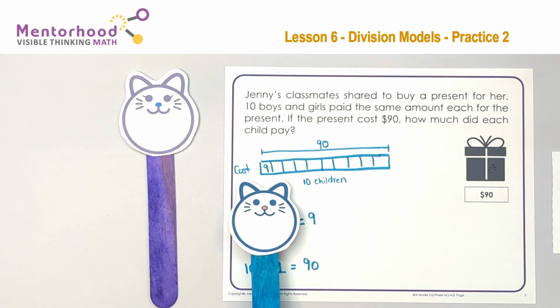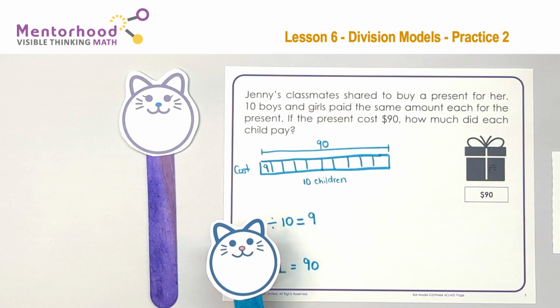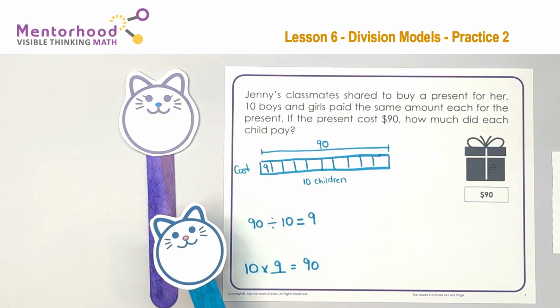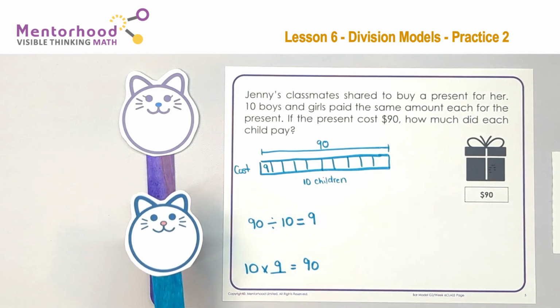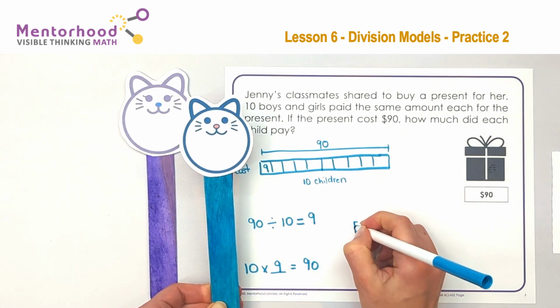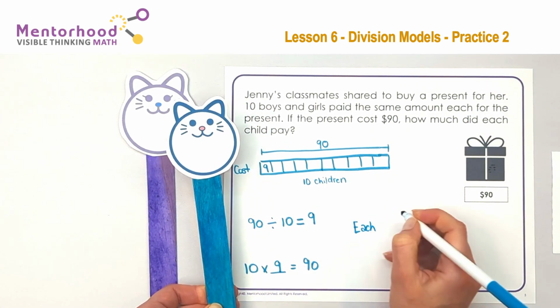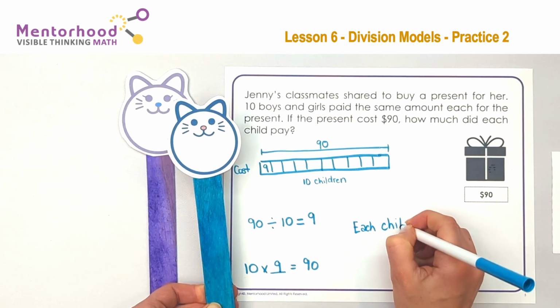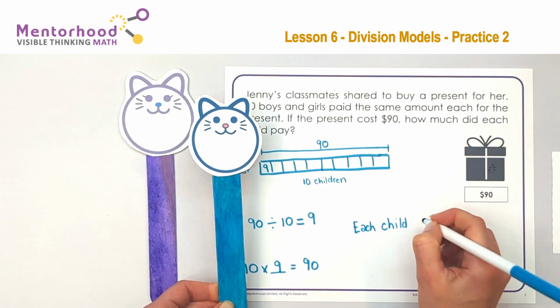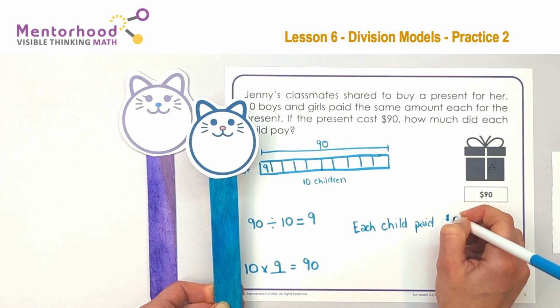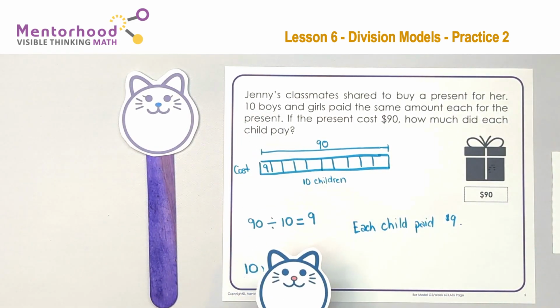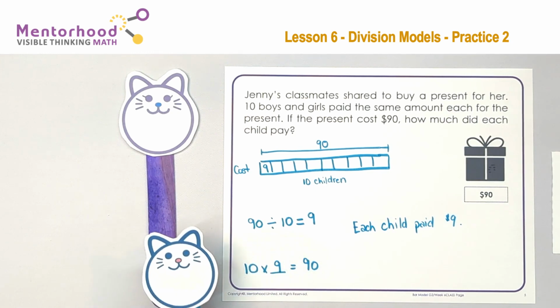Now, what does that 9 mean? What were we trying to figure out again? How much each child paid. That's right. So let's write that into a little statement. Each child, or their parents, paid $9. All right, great job!